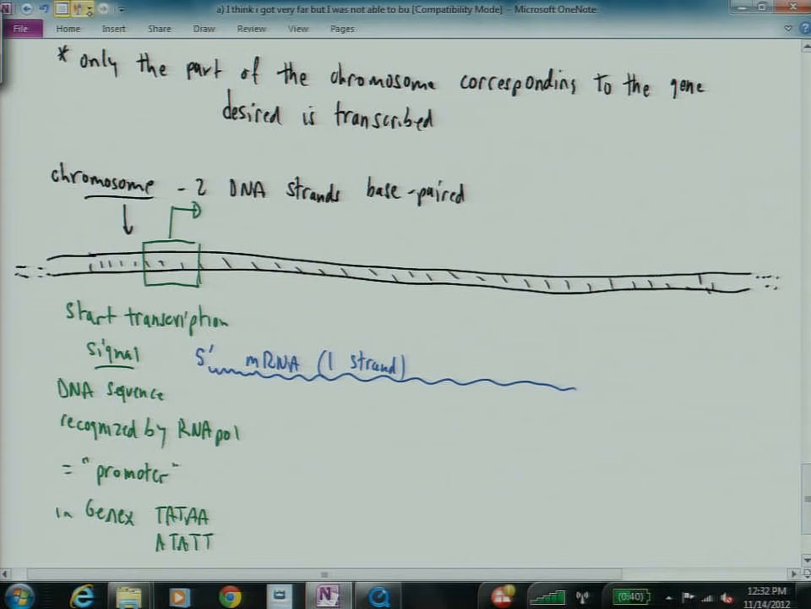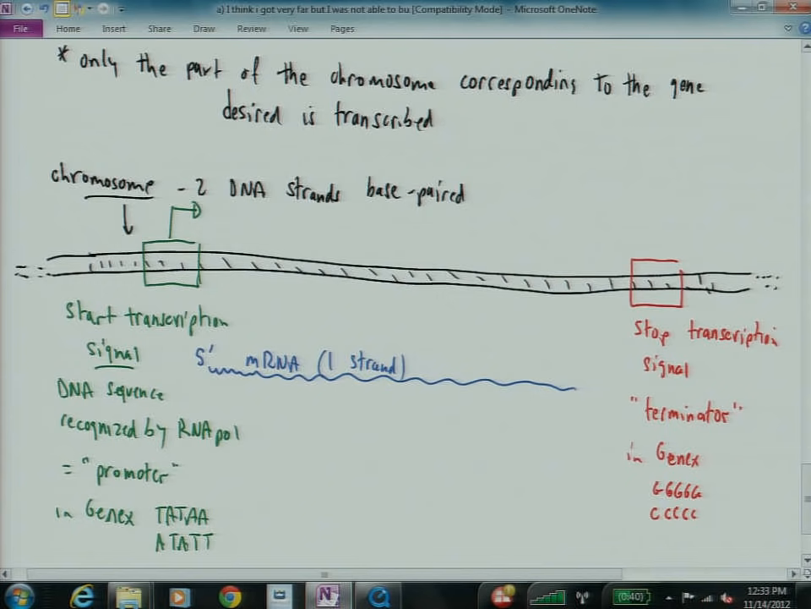It's called a terminator. Okay. And in GeneX, it's 5 Gs over 5 Cs. Okay. In real life, the signal is a bit more complicated than that, usually longer. But GeneX is just for simplified purposes. But it is a particular DNA sequence.